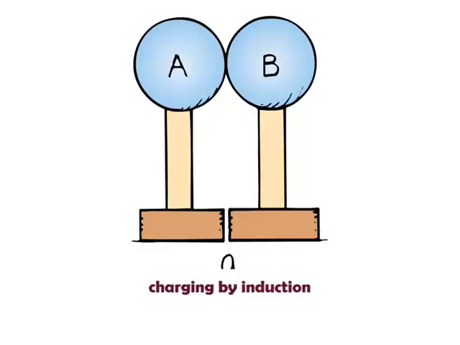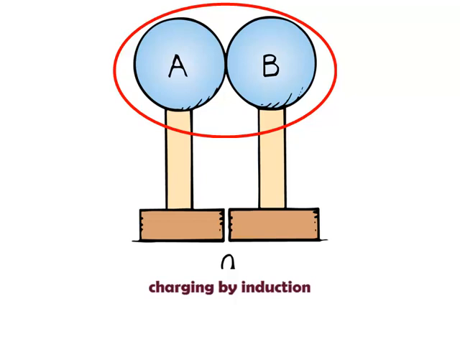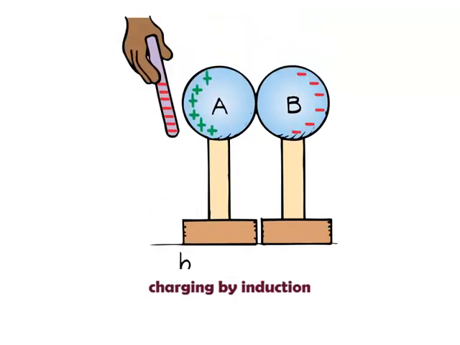Charging by induction can be shown using two insulated metal spheres. Uncharged insulated metal spheres touching each other form a single non-charged conductor. When a negatively charged rod is held near one sphere, electrons in the metal are repelled by the rod. Excess negative charges move to the other sphere, leaving the first sphere with an excess positive charge.